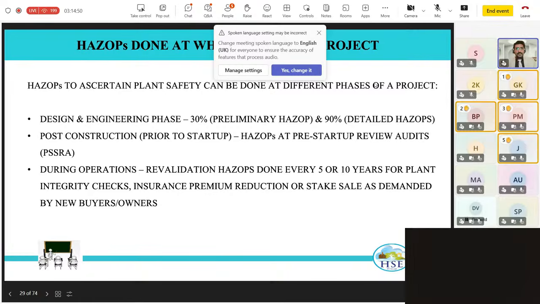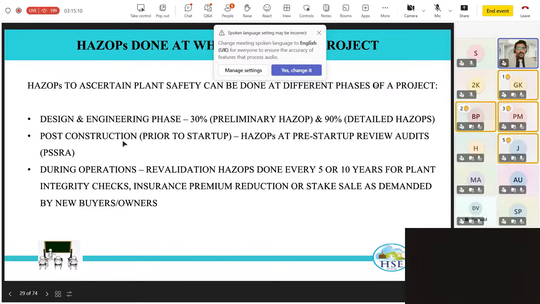Now again, some clients, basically globally in the Middle East and Europe, do a design review, which of late many of our Indian clients have started to do. That design review can be done before the 30% preliminary HAZOP, followed by the preliminary HAZOP and the detailed HAZOP.